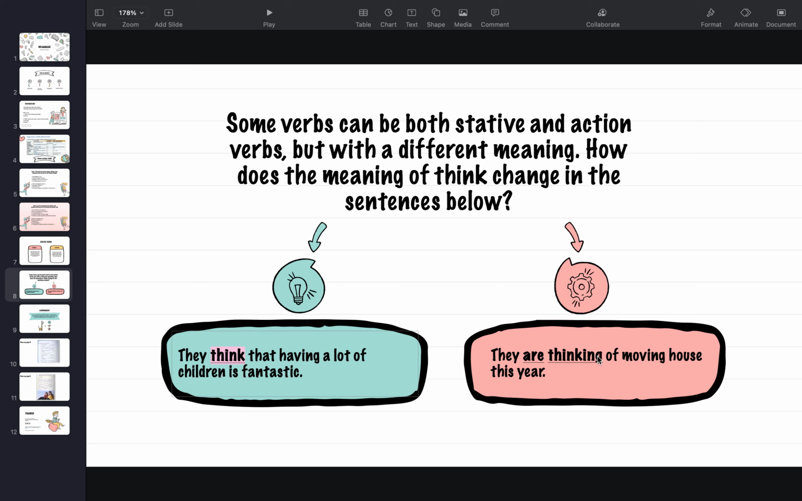Okay, so these two are different. In this part, we can see it as the stative verb.